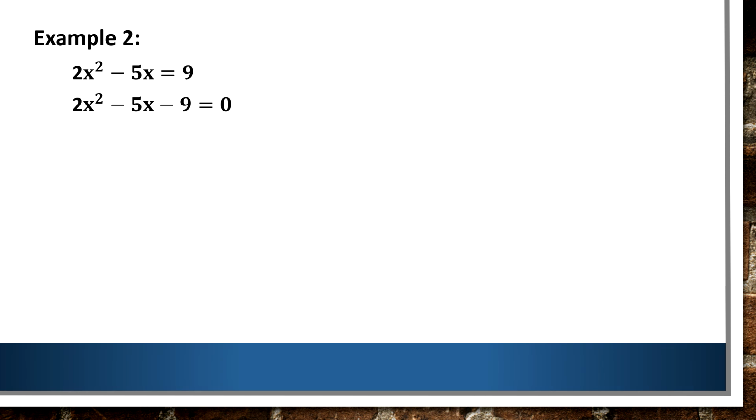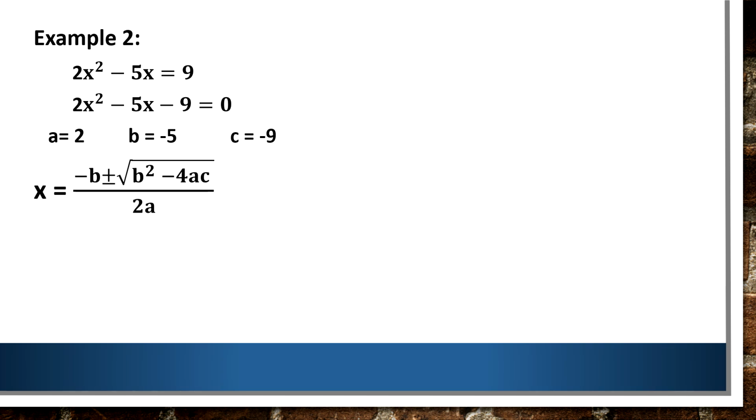Then get the values of a, b, and c. The value of a is 2, because it is the coefficient of x squared. The value of b is negative 5, the coefficient of x. Then the value of c is negative 9, the constant. Then use the quadratic formula.